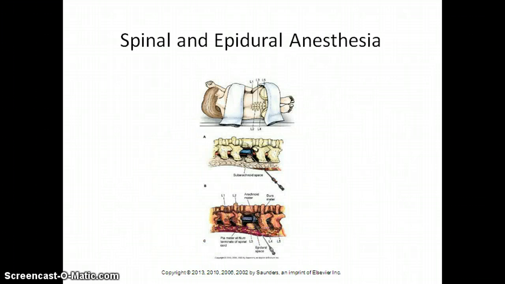For the spinal and epidural anesthesia, you can see by this top picture right here, this patient is lying on her side, and when the patient lies on their side, they sort of curl up in the fetal position, and what that will do is it will open up the space between the vertebrae, and then the needle can be placed between the second and third or third and fourth lumbar vertebrae. The patient is typically in that flexed lateral or fetal position as shown on that top picture.